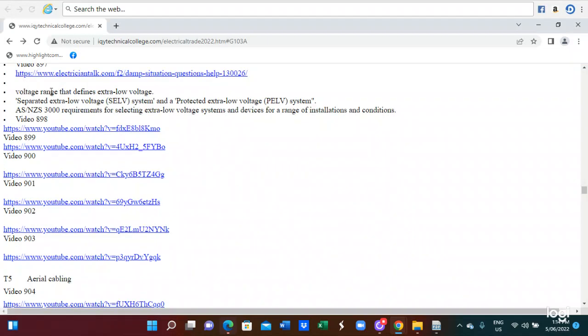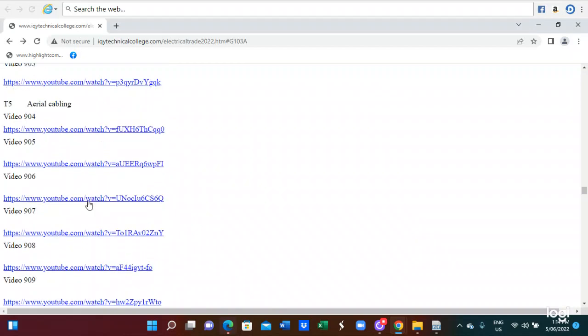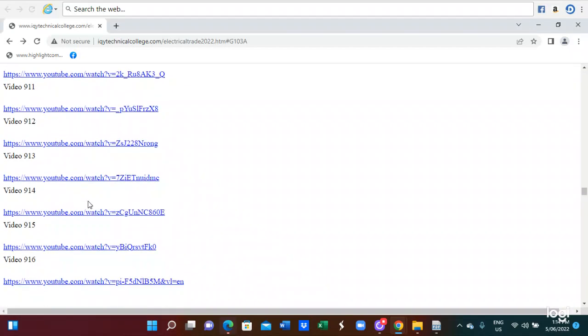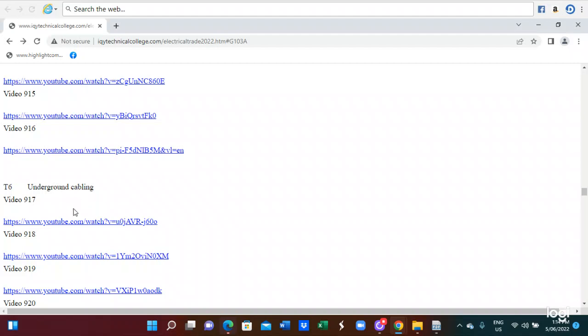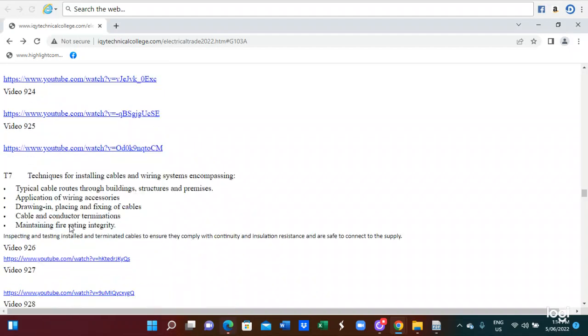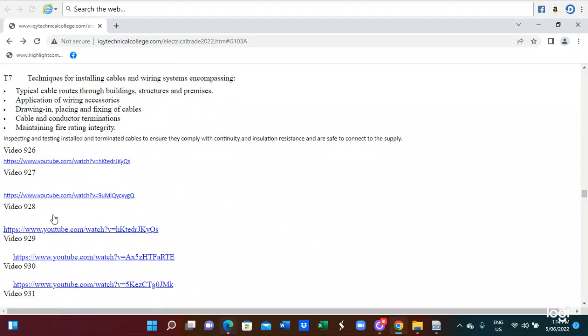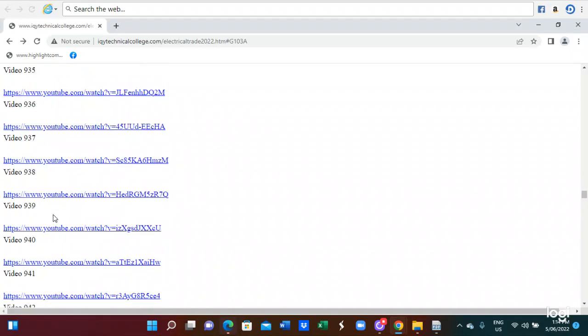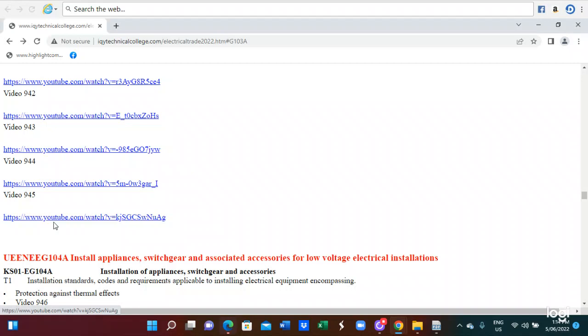Voltage range, the high and low, extra low voltage, view the video. Aerial cable, view the video. And also the underground cabling, you need to view the video. And also the maintenance of cable wiring systems, you need to view the video. And also this is for the G103.